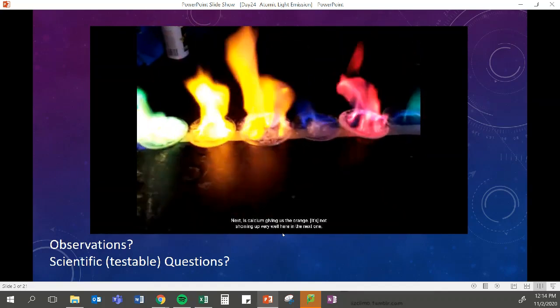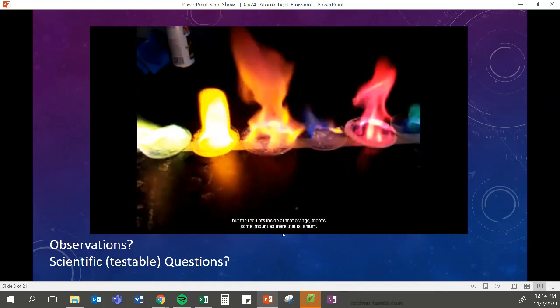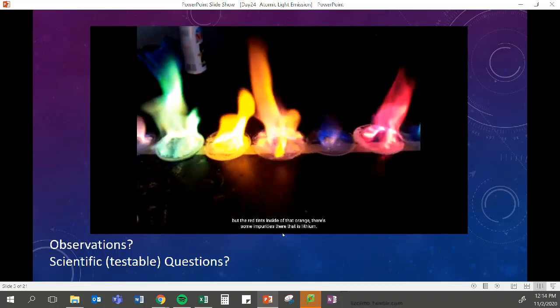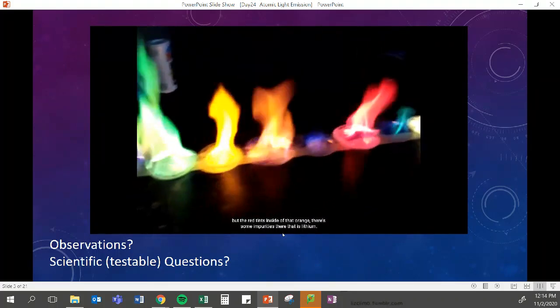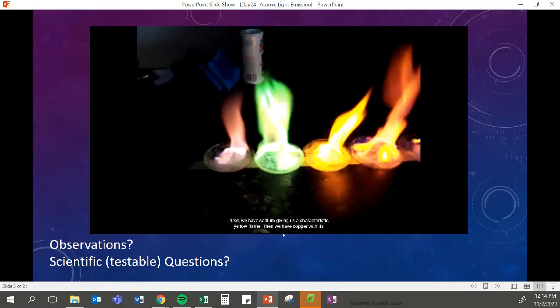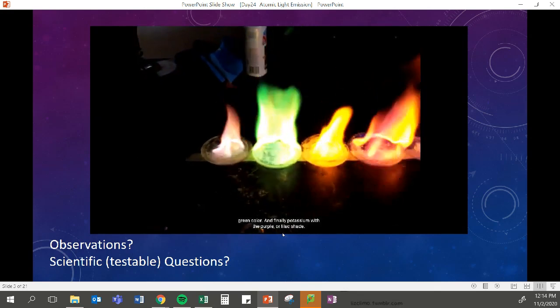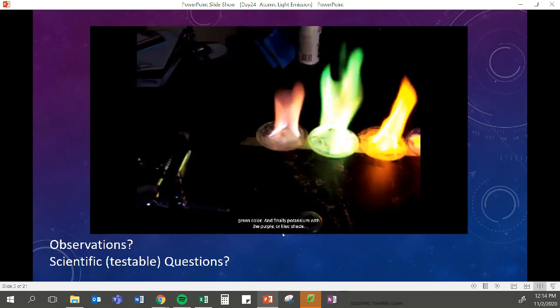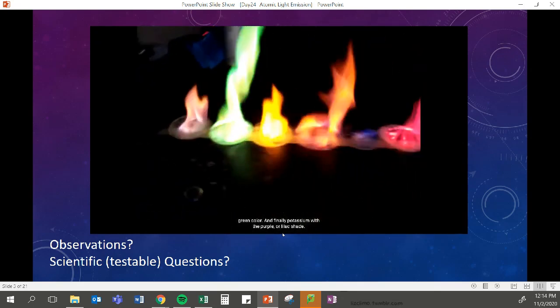Not showing up very well here in the next one, but the red tints inside of that orange, there's some impurities there. That is lithium. Next we have sodium giving us a characteristic yellow flame. Then we have copper with its green color. And finally, potassium with the purple or lilac shade.